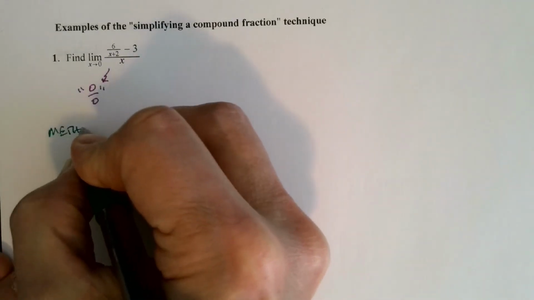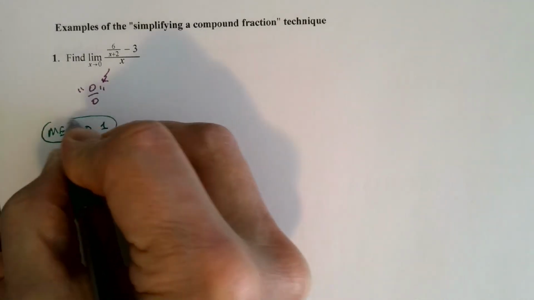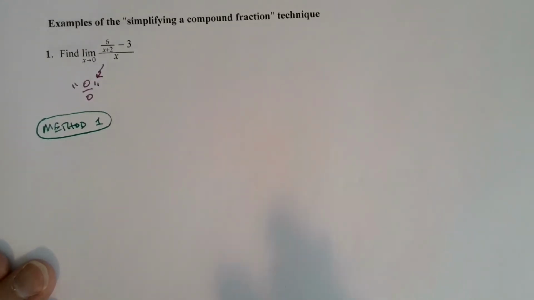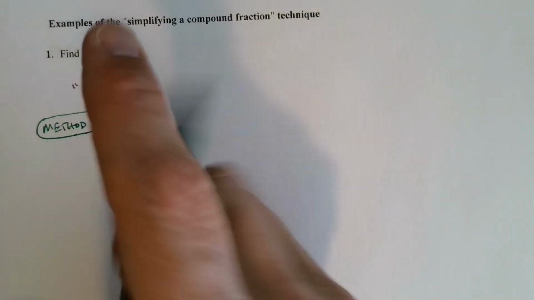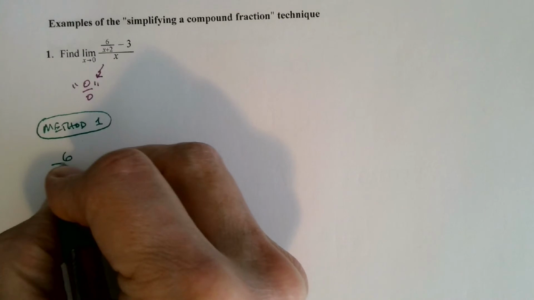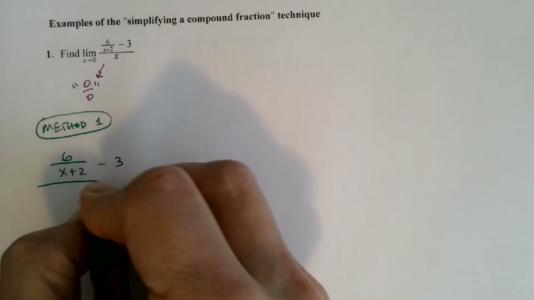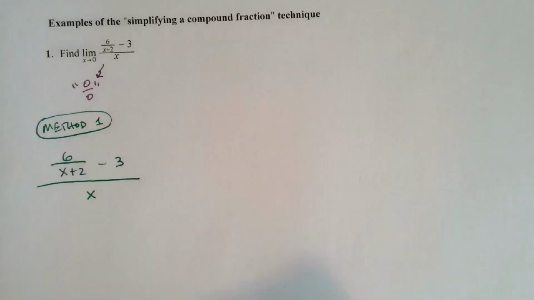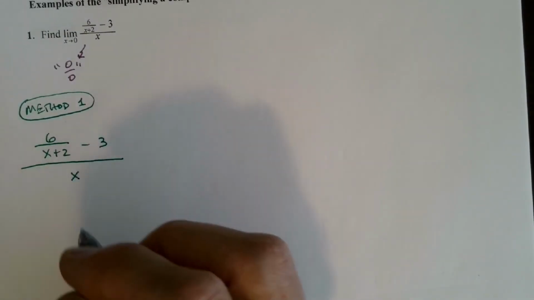Okay, here's method 1, which a lot of people have maybe seen. I don't know how many of you have dealt with compound or complex fractions, but here's one way we can do it. We can combine the numerator as one fraction. Let's just write this out here. Now I'm doing this without the limit sign. I'll come back to the limit sign in a minute here. But I just want to focus on simplifying first.